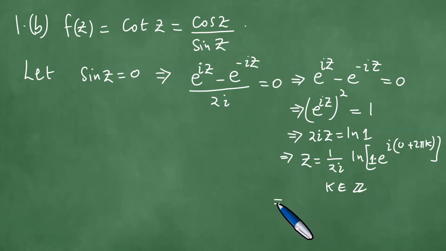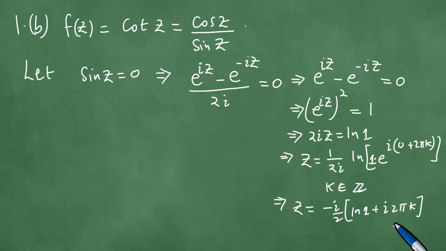And this means that z is exactly the same as what? Right, so the 1 over i can be seen as minus i over 2, into the natural log of 1 plus i 2 pi k, k as an element of the set of integers, like this. But now ln 1 is actually the same as 0, at least on the reals.